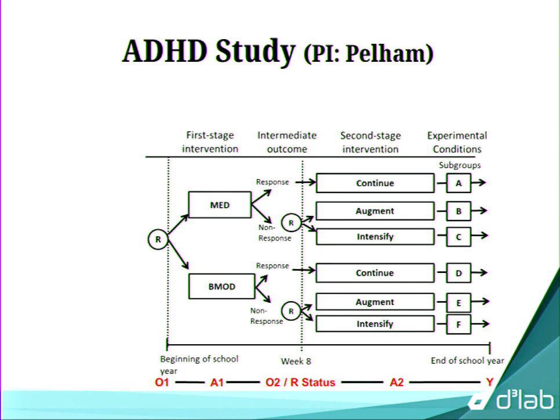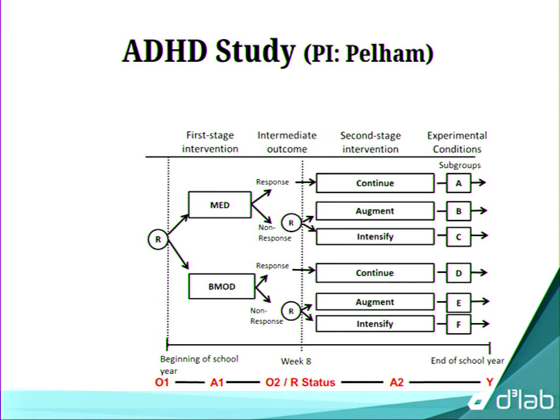I want you to notice, though, that if you started with BMOD, you were a non-responder, and you were re-randomized to augment, it means that medication was added to BMOD. If you started with medication, you were a non-responder, and you were re-randomized to augment, it means that they added behavioral intervention to the medication.